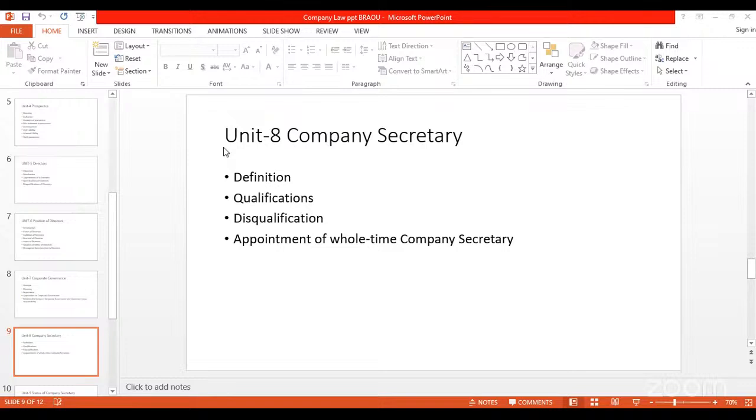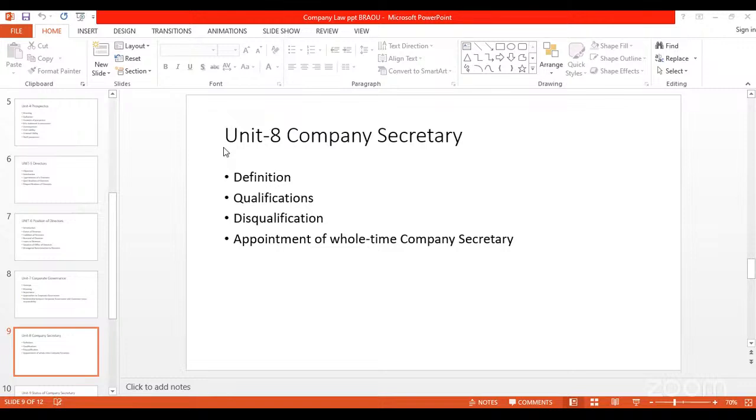Then an order disqualifying the person for appointment as CS has been passed by the court or tribunal. Then there are certain people who cannot be a company secretary. These people are a director of a company, an auditor of a company, and any other person who is not qualified to enter into a contract. So these people cannot be company secretary. Who? A director, an auditor, and any other person who cannot enter into a contract. So this is how the company secretary has been defined.